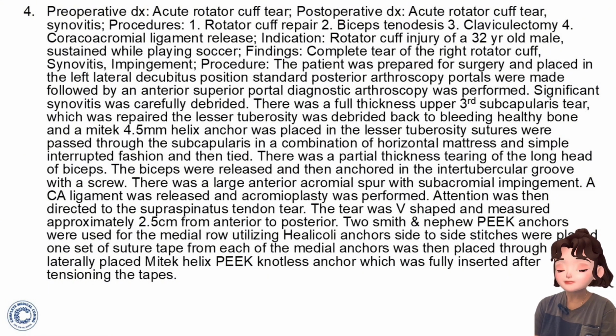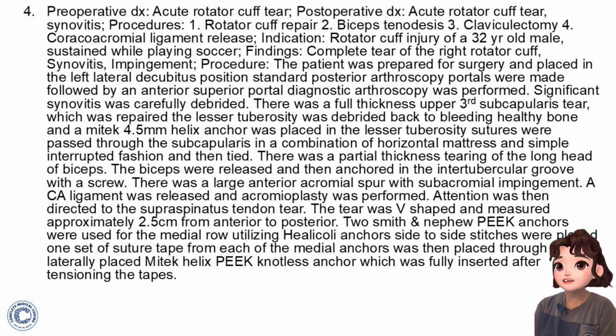Procedure: now the history of the procedure is mentioned here. The patient was prepared for surgery and placed in the left lateral decubitus position. Standard posterior arthroscopy portals were made, followed by an anterior superior portal, and diagnostic arthroscopy was performed. So an arthroscopy procedure is there. When you are reading the question, if you come across a few points, you can mark them with a pencil during the examination. So here, arthroscopy of left lateral, arthroscopy.